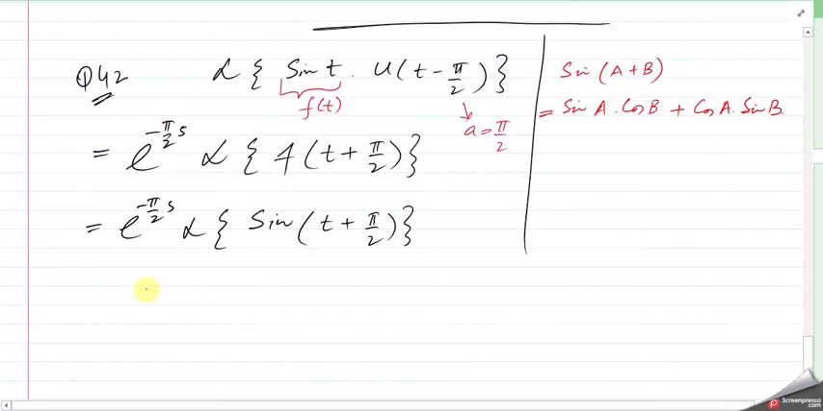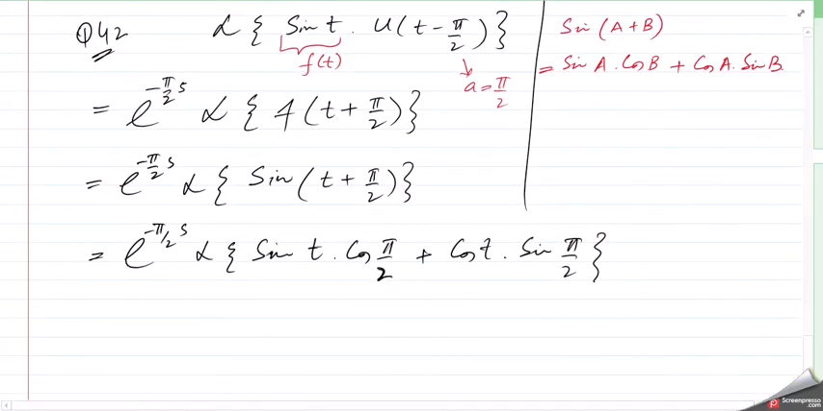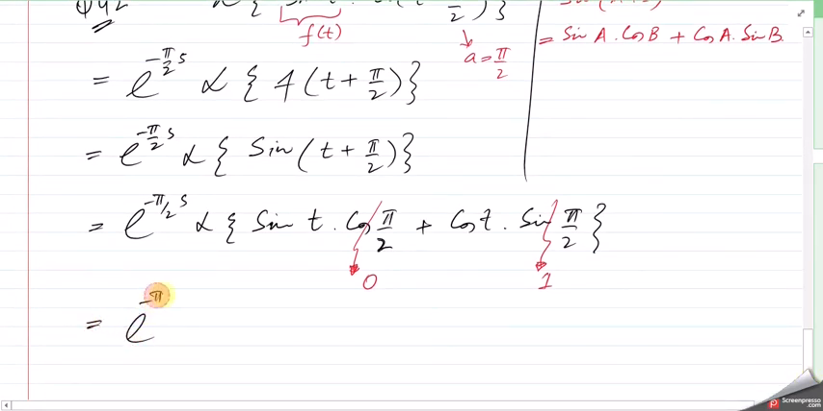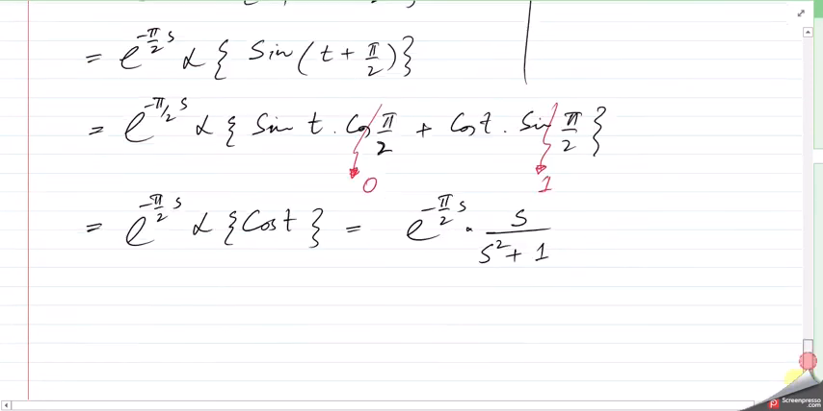Now we use this expansion here, and we can write e raised to the power minus pi by 2 s Laplace of sine of t into cos of pi by 2 plus cos of t into sine of pi by 2. And now we know from our calculator that cos of pi by 2 is 0 and sine of pi by 2 is 1. So our question becomes e raised to the power minus pi by 2 s Laplace of cos of t, because the other term goes to 0, so no need to write it. What is Laplace of cos of t? S over s square plus 1 square, which is 1. So we stop here.